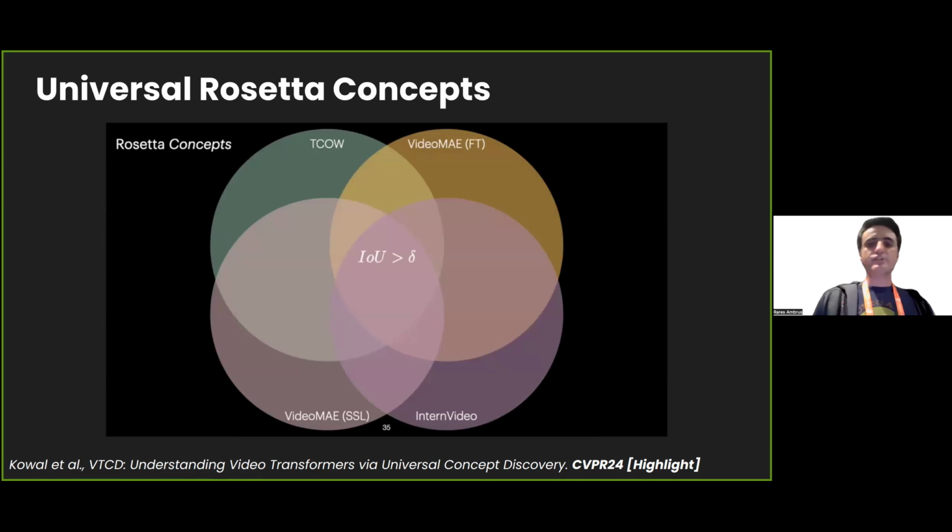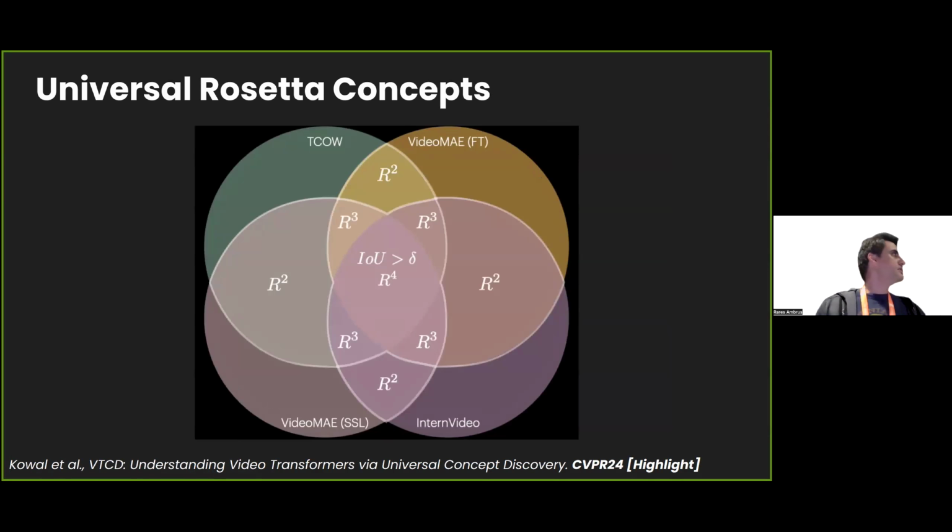And we looked at the IOU of the tubelets for a particular concept. And if that IOU is above a certain delta threshold, then we consider that concept to be universal across these 4 models. We also looked at subset overlaps, so for 3 models and for 2 models, and we tried to find these universal concepts. And we actually found quite some interesting things.